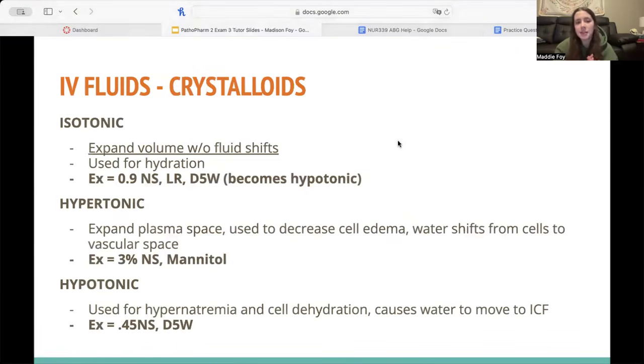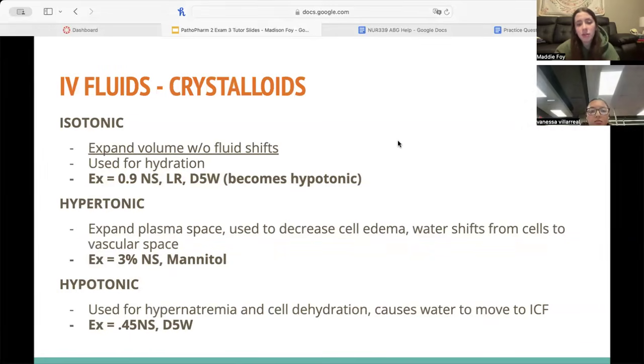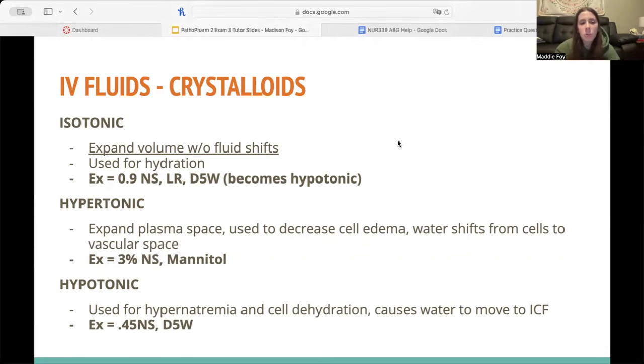So the three classes of IV fluids in the crystalloid category are isotonic, hypertonic, and hypotonic. These are things that I think you go over in skills and a few other times throughout nursing in general. I would definitely know examples of these for the exam. You should be able to list all the examples for each type of IV fluid. Isotonic works to expand volume without fluid shifts. So this is great for just run-of-the-mill dehydration. Examples are 0.9% normal saline, lactated Ringer's, D5W, which starts off as isotonic, but as I put in parentheses, once it's metabolized, it does become hypotonic. So I would just have that noted.